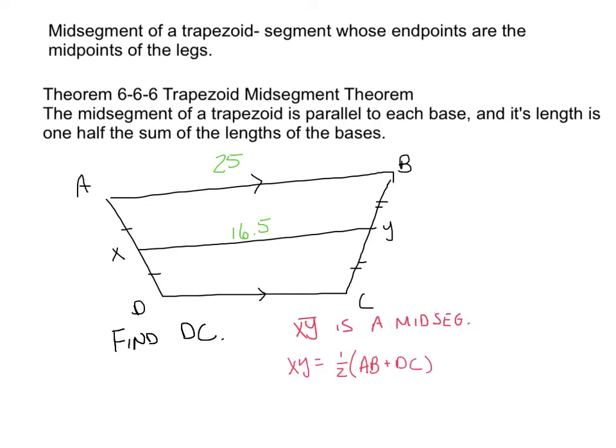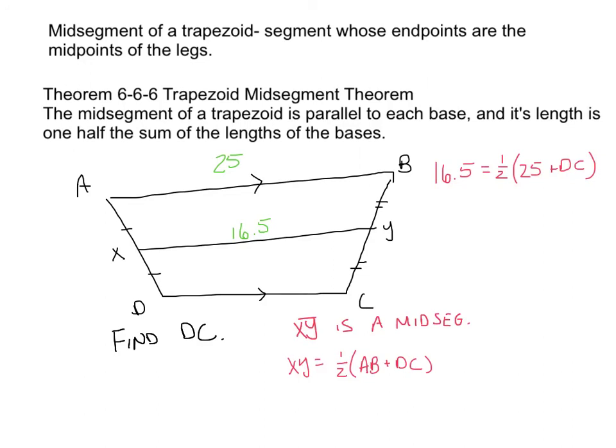Now I'm going to move up a little bit, and we know the length of XY. XY is 16.5, so that's going to be equal to 1/2 times 25, because that's AB, plus DC. We don't know DC, we're actually trying to find DC. So how can we solve this now? At this point, a lot of people want to distribute this 1/2, which is fine. An easier way is to get rid of the 1/2 immediately. Multiply both sides by 2, or divide both sides by 1/2. Either way, just get rid of that 1/2.